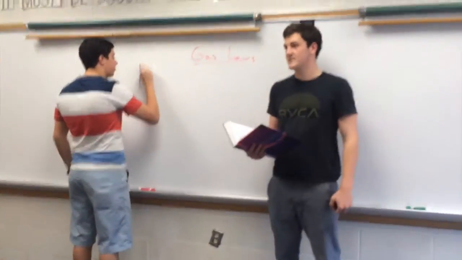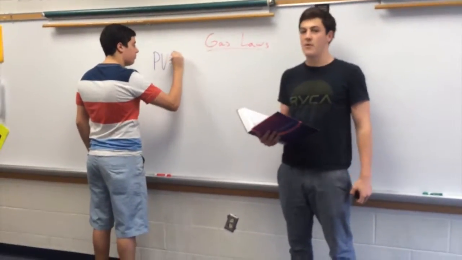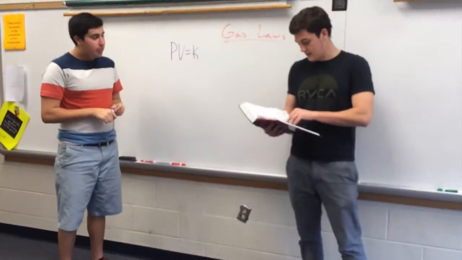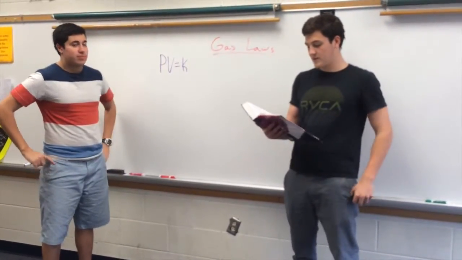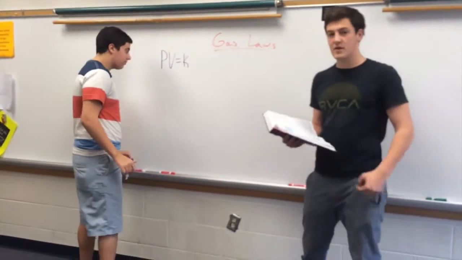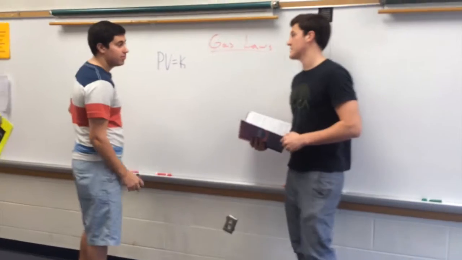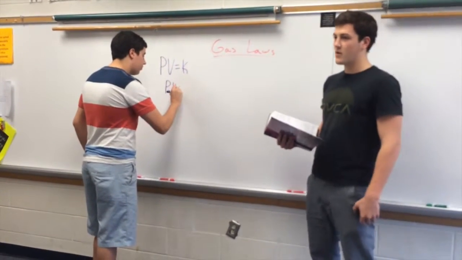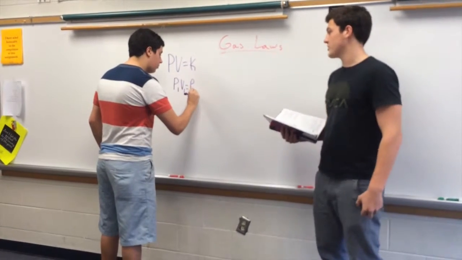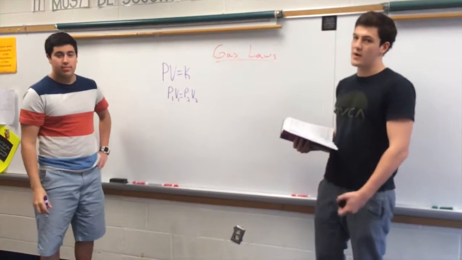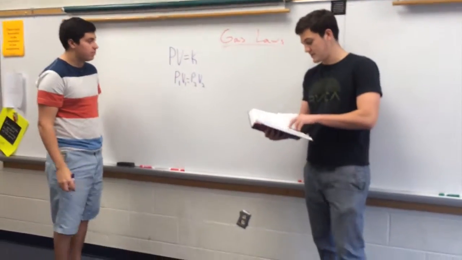Boyle's law was described by Robert Boyle as PV equals K, where K is a constant given for a given sample of air at a specific temperature. Boyle's law can also be written as P1V1 equals P2V2, which describes how if you change either pressure or volume, then the other will change as well. This relationship is known as Boyle's law.